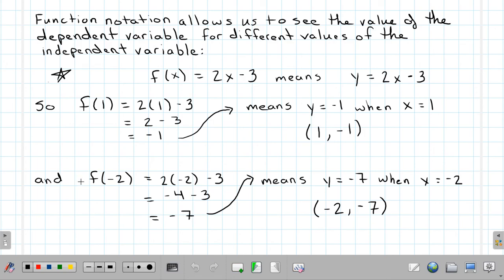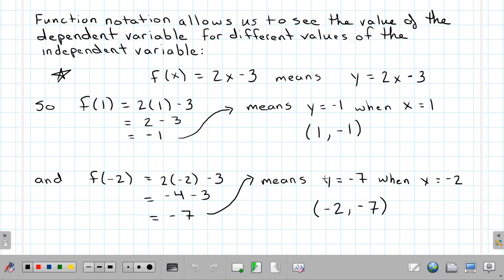Same thing, if we wanted to know what y was when x is equal to negative 2, we plug it into function notation as f of negative 2. Do order of operations. 2 times negative 2 is negative 4. Negative 4 minus 3 is negative 7. So that means when we have an x value of negative 2, our y value is negative 7. That gives us the point (negative 2, negative 7). So once again, y is equal to negative 7 when x is equal to negative 2.